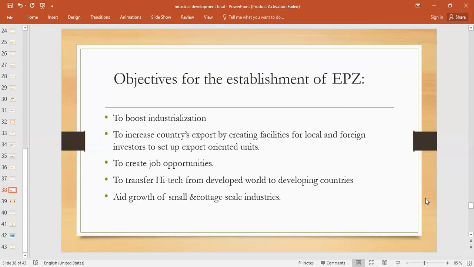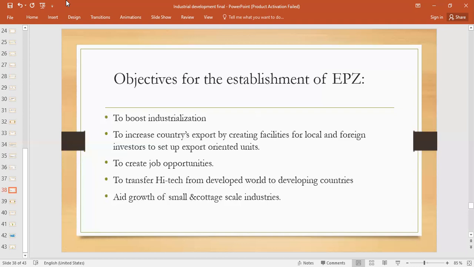For example, if we are attracting foreign investors, when they come to invest in Pakistan, definitely they come with their own technology and ideas, whatever work is being followed in their countries, right? So again, it is the exchange of ideas and technology that happens if the EPZs are there, right? Other than that, it also aids the growth of small and cottage scale industries. Yes, that is also important. That is why EPZs are important, right?